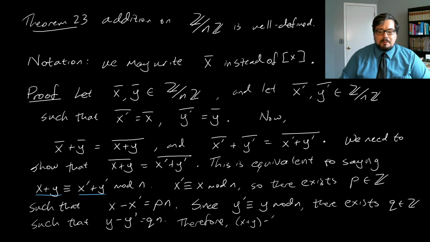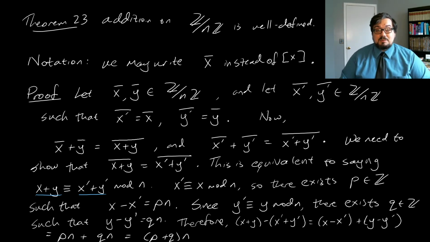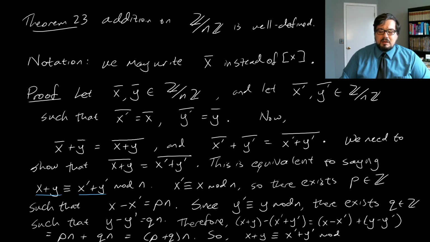x plus y minus (x prime plus y prime) is equal to (x minus x prime) plus (y minus y prime). But we know that x minus x prime is equal to Pn, and y minus y prime is equal to Qn, so that means that (P plus Q) times n is equal to x plus y minus (x prime plus y prime). So this means that x plus y is congruent to x prime plus y prime mod n. And that's what we wanted to show.